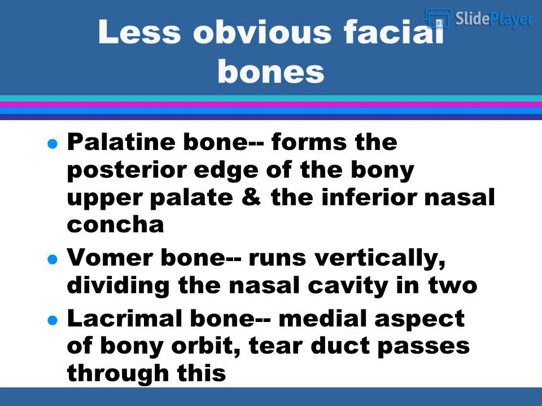Less obvious facial bones. Palatine bone forms the posterior edge of the bony upper palate and the inferior nasal concha. Vomer bone runs vertically, dividing the nasal cavity in 2. Lacrimal bone: medial aspect of bony orbit, tear duct passes through this.